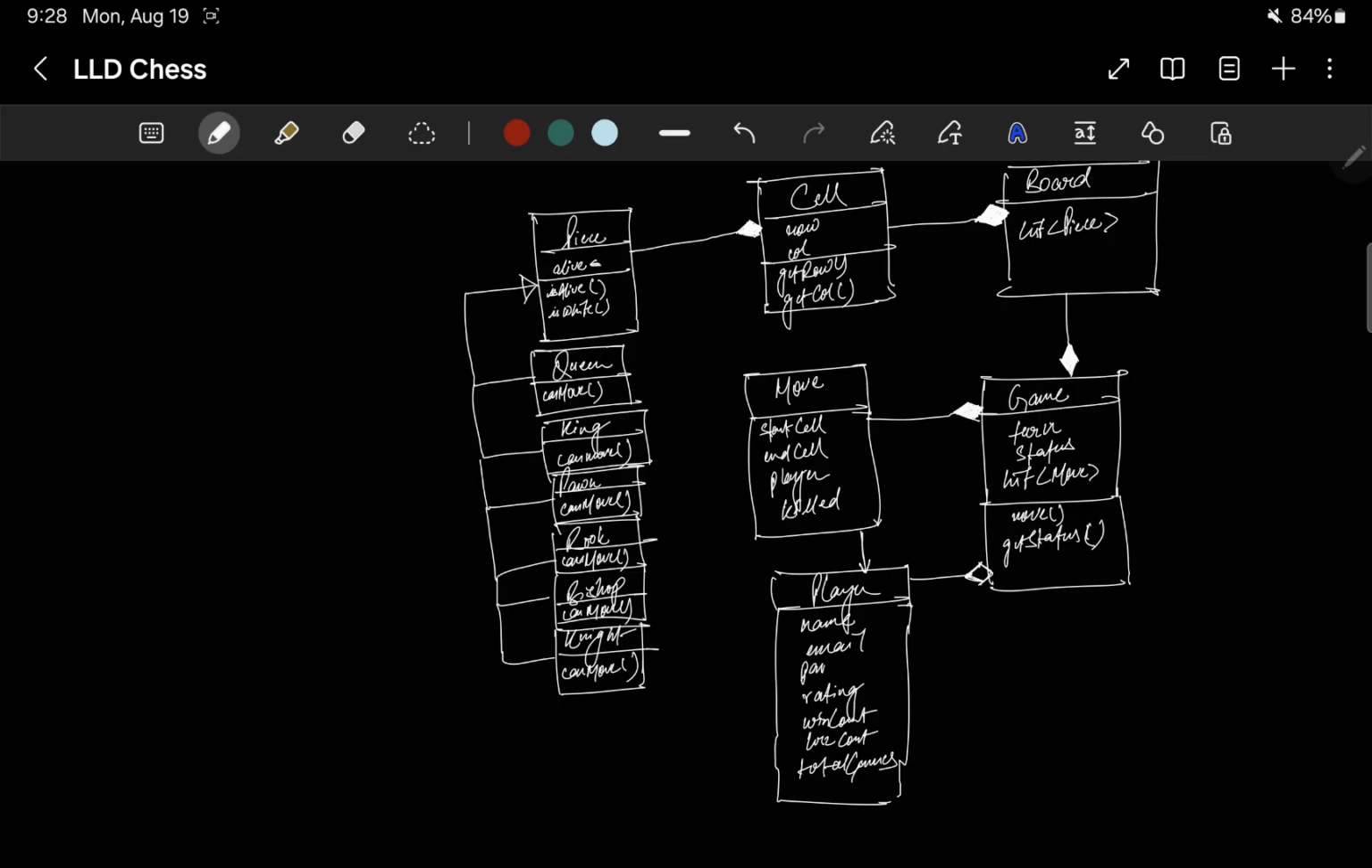So there will be password also, right? So did we miss something? Let's check.